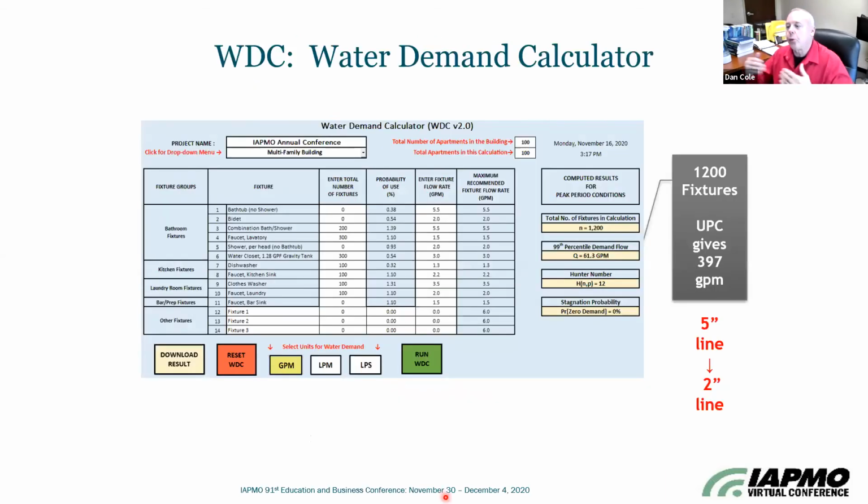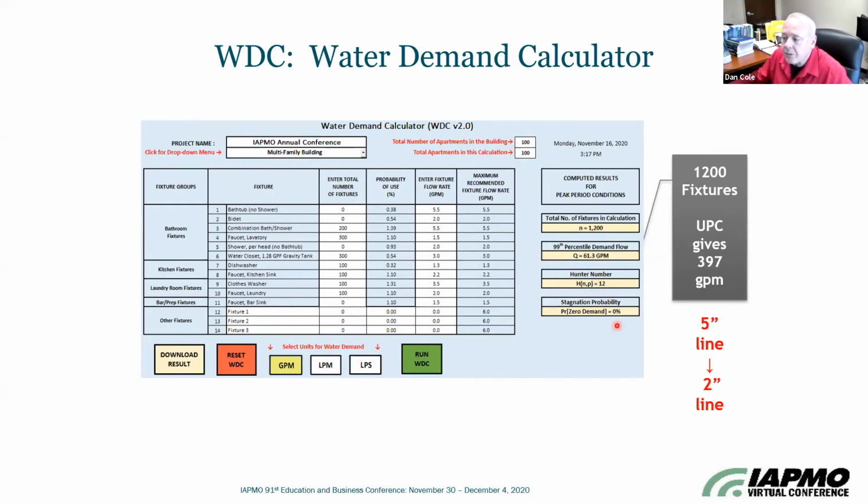So putting this into the water demand calculator, we chose the multifamily dwelling and say we had 100 units. This is a 100 unit apartment building, and we're going to size the building supply. So we enter in all 100 units for the building supply. So we have 1,200 fixtures. Look at the Hunter number. The Hunter number is 12.